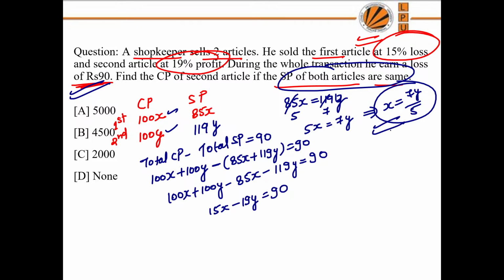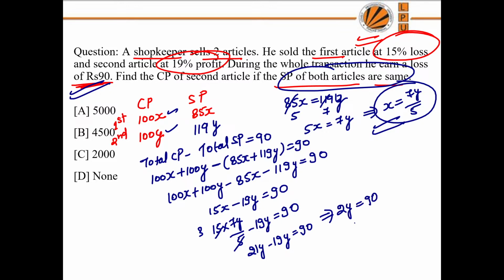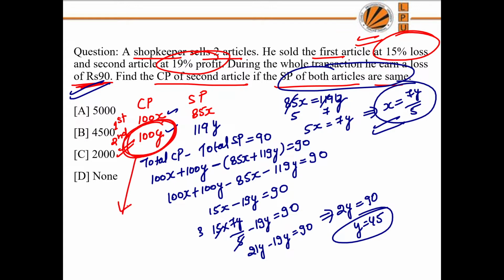Now x we already know, x is 7y by 5. So I am substituting x as 7y by 5 here. So 15 into 7y by 5 minus 19y is equal to 90. So it is 3 times. So it becomes 21y minus 19y is equal to 90. So from here 2y is equal to 90. Y is equal to 45. In question they are asking CP of second article. CP of second article is 100y. If y is 45, so 100y would be how much? 4500 only. That is the answer for this question.